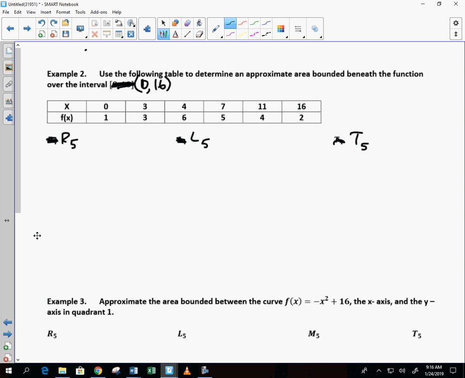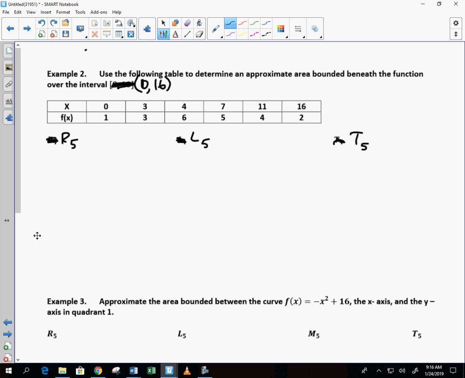Are we able to divide these up into equal widths? No, we're not. You see that you have a width here of 3, a width here of 1, a width here of 3, a width here of 4, and a width here of 5. So in that scenario, we can't use the same width. That makes it a lot more complex. But you guys are really smart. And because you're really smart, we're going to be able to do it.